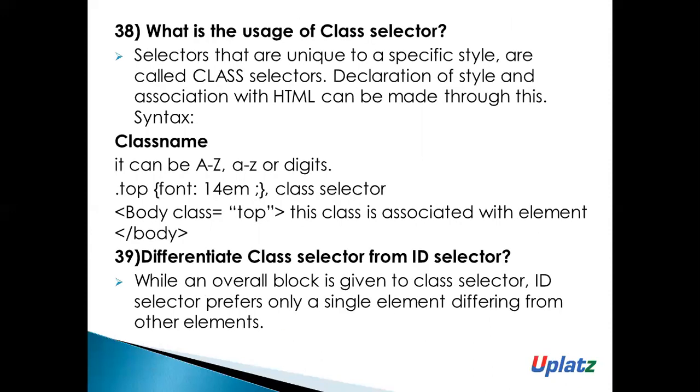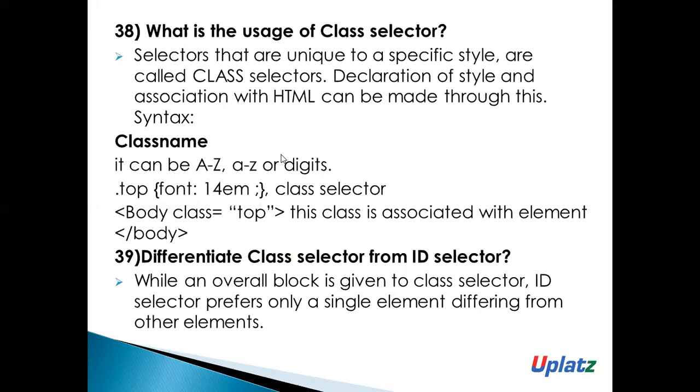What is the usage of the class selector? The selectors that are unique to specify a style are called class selectors. The declaration of a style and association can be made like this: A to Z or digits, top, class selector, and body class top. This class is associated with the element body. This is how you need to use the class selector.